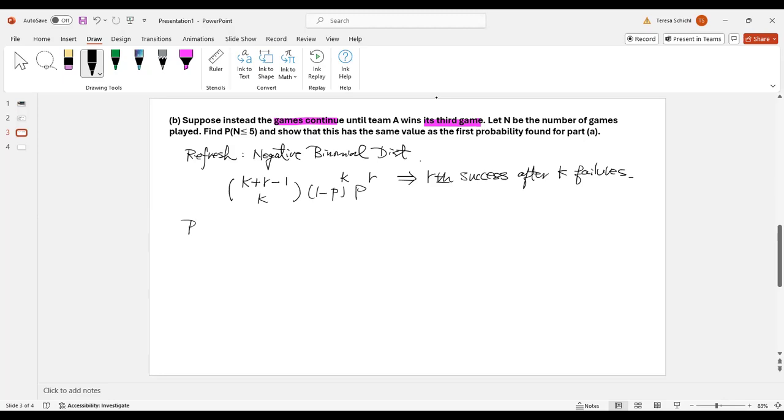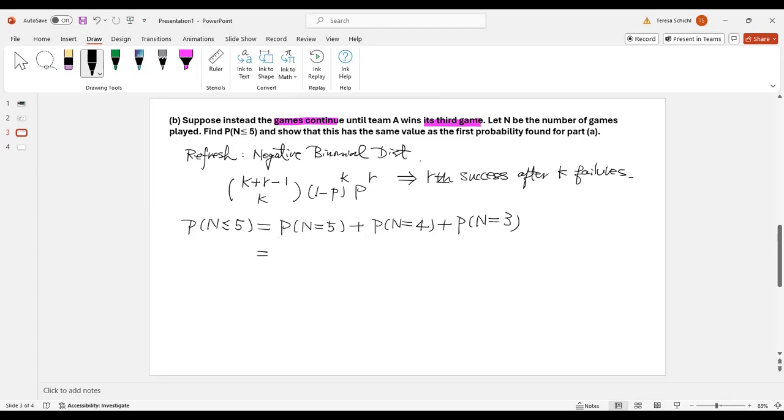Now I'm looking for the probability that n is less than or equal to 5. That means I'm going to play a total of at most 5 games, right? So probability n equals 5, plus probability n equals 4, plus probability n equals 3. How about n equals 2? Well, we don't have this chance, because I cannot play 2 games and win. The minimum number of games I need to play is 3. So it's probability n equals 5 plus probability n equals 4 plus probability n equals 3.